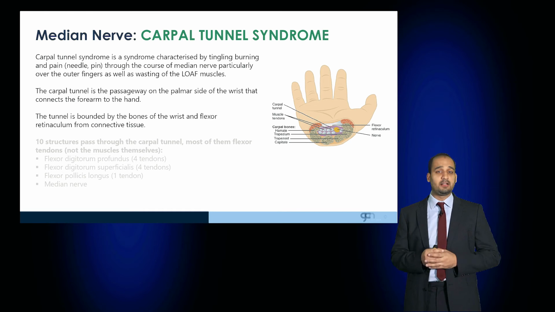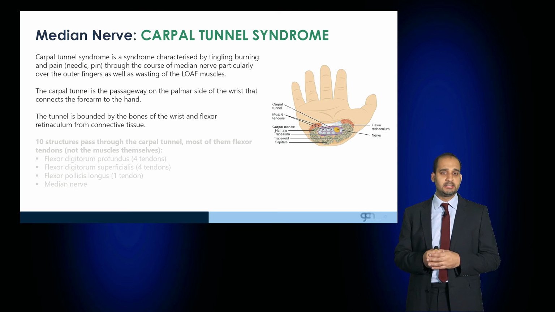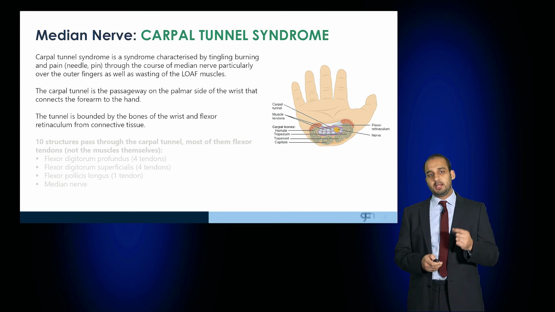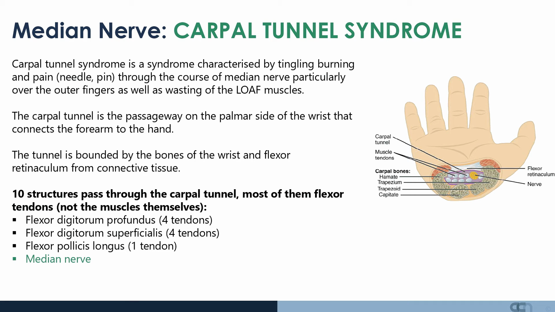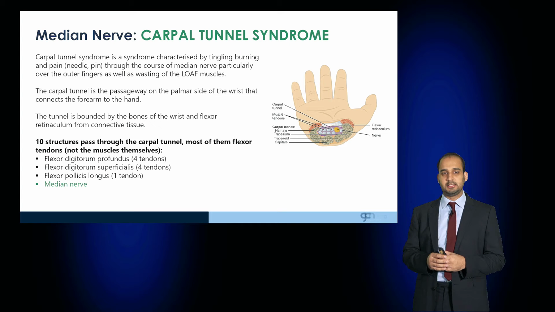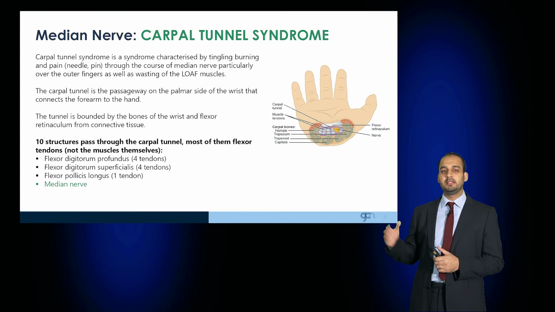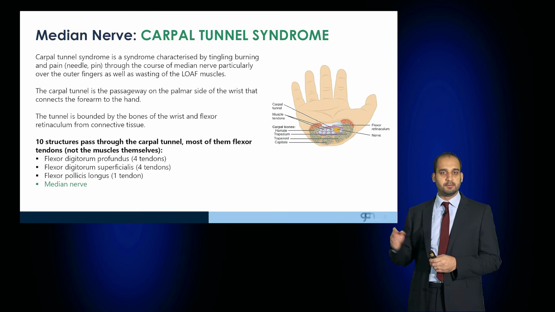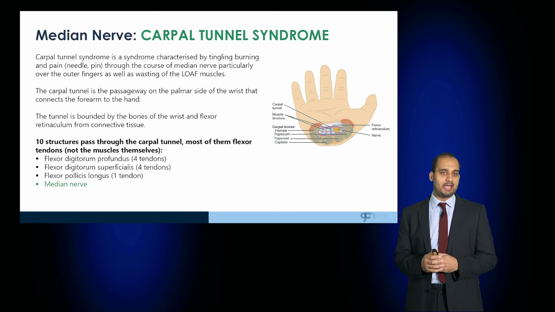The carpal tunnel itself is a passageway on the palmar side of the wrist that connects the forearm to the hand. It is bounded by the bones of the wrist and the flexor retinaculum. 10 structures pass through the carpal tunnel. Most of them are flexor tendons, not the muscles themselves, but the tendons. These include the 4 tendons of the flexor digitorum profundus, the 4 tendons of the flexor digitorum superficialis, the flexor pollicis longus, so 4, 4, 1, and the 10th item is the median nerve itself.